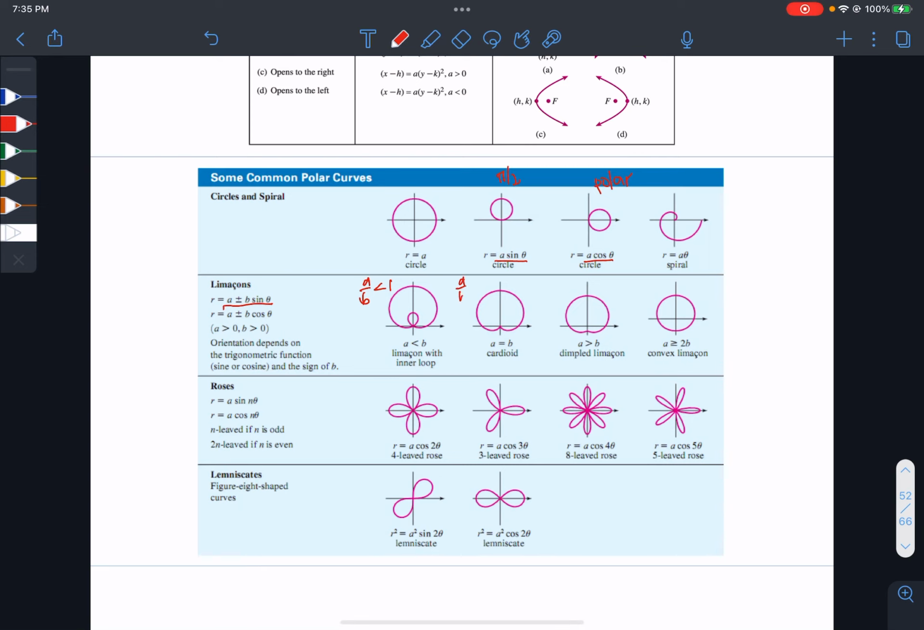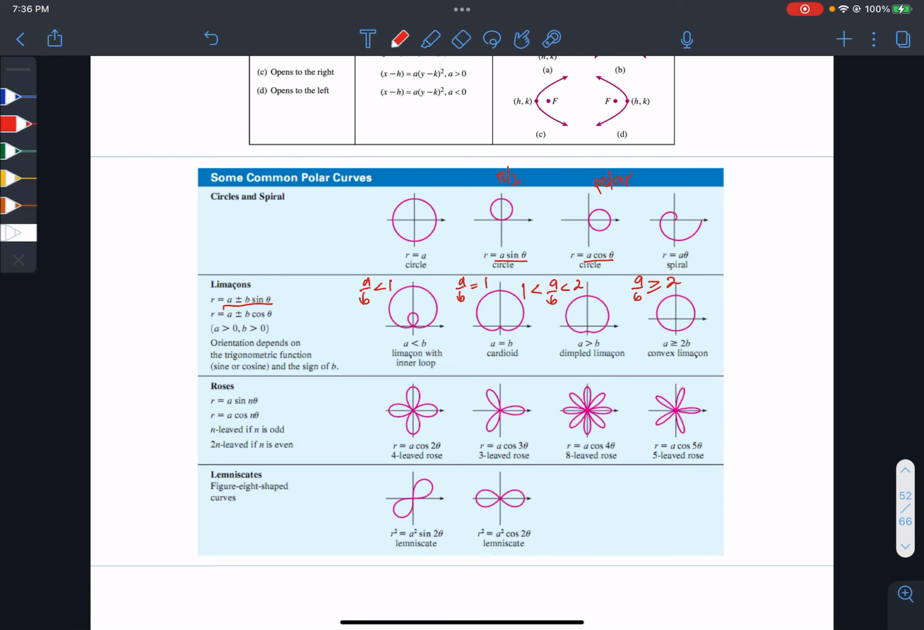However, if the ratio of a and b is equal to 1, meaning a equals b, then that would be a cardioid. If a over b is less than 2 but greater than 1, then that makes it a dimpled limaçon. But if a over b is greater than or equal to 2, then that makes it a convex limaçon.